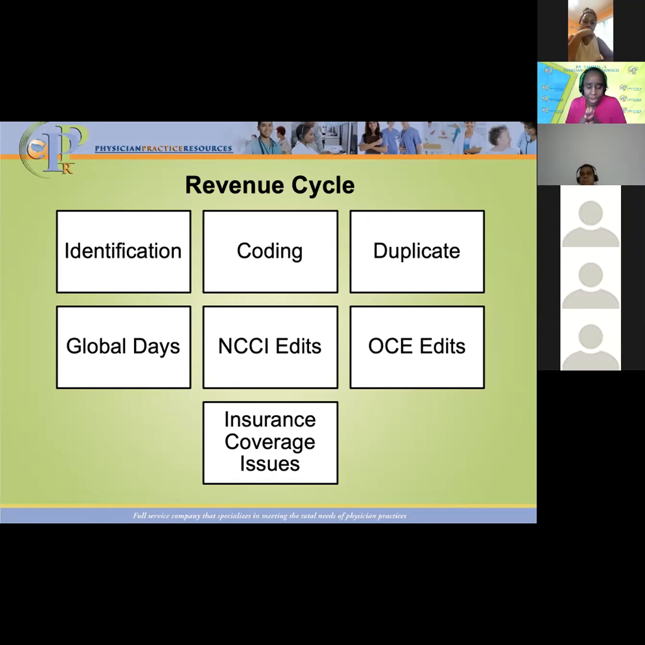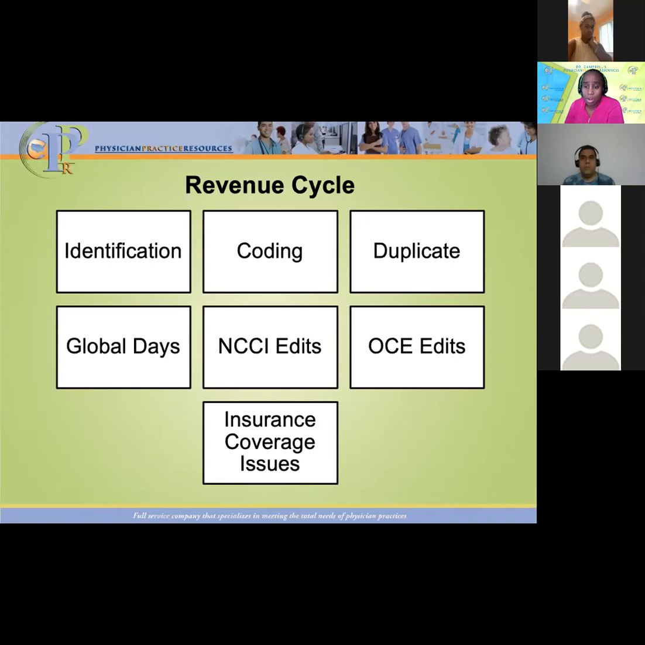That could be another reason why the claim is denied. Because if we're in that global period, that post-operative period, the insurance company is not going to pay us for that service today unless it has nothing to do with the surgery. The claim could be denied due to some type of NCCI edit, which, as you know, if it's an outpatient hospital service, is under the outpatient code editor. If it's for the doctor's office, it's just the NCCI edit.